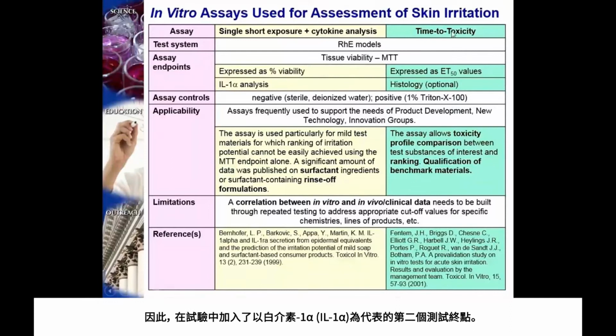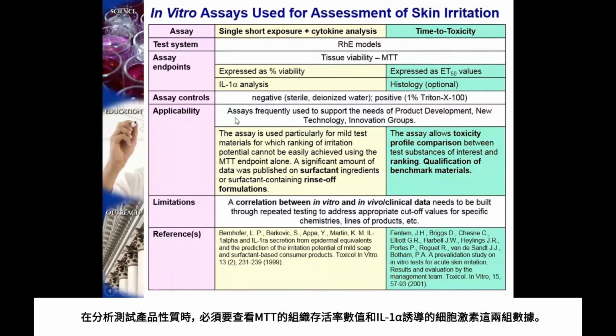Because of that, a second endpoint was introduced in the assay, represented by interleukin-1 alpha. And it is very important to look at both sets of data, tissue viability per MTT and cytokine expression by interleukin-1 alpha, when analyzing the profile of a product subjected to this test.